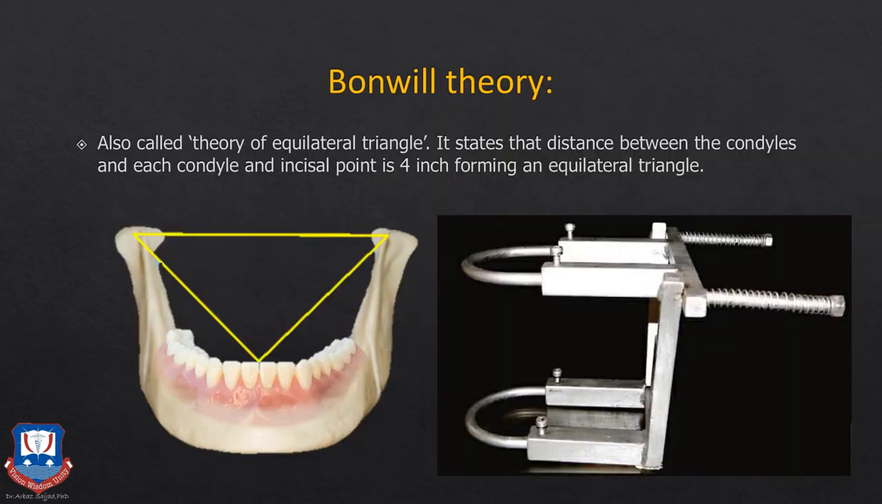And second is Bonwill's articulator, which is based on the theory of the equilateral triangle, which states that the intercondylar distance and the distance from the condyle to the center of the lower anterior teeth, that is to the midline, form an equilateral triangle. And based on this, Bonwill made his own articulator. So this equilateral triangle has 4-inch sides on each side.